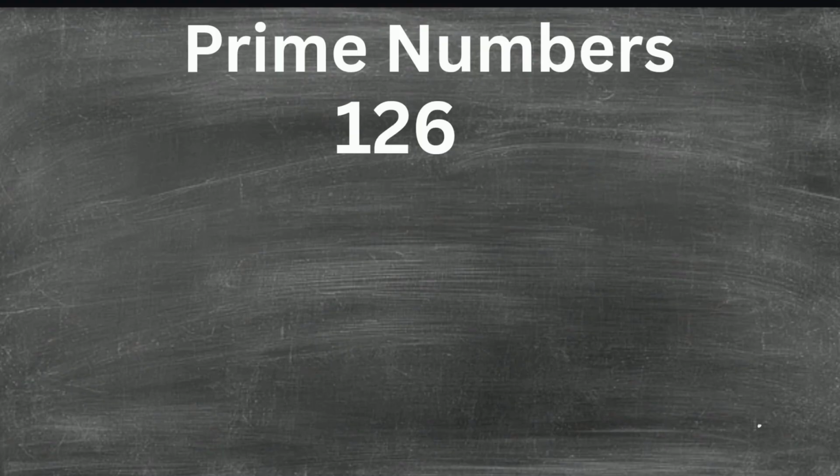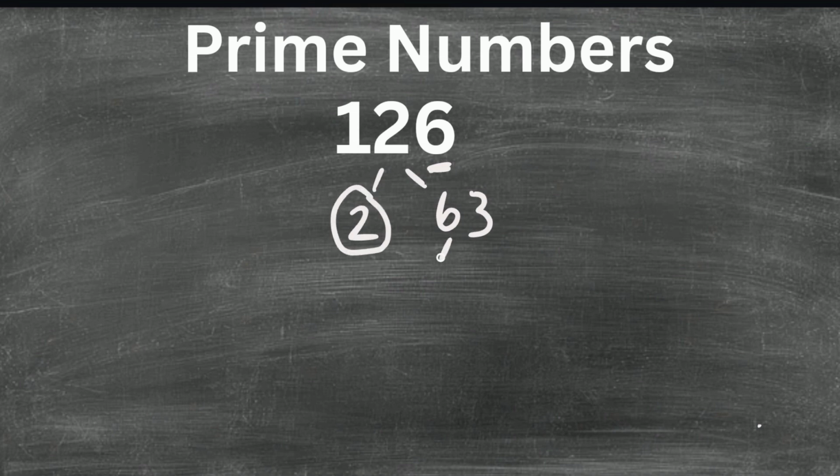Now let's go over finding the prime numbers for 126. Again, it ends in an even number, so let's just begin with 2, and then that is 2 times 63 equals 126, circle the 2. Then I know 6 plus 3 is 9, so it must be divisible by 3. And then that is 3 times 21. Circle the 3 because it is prime.